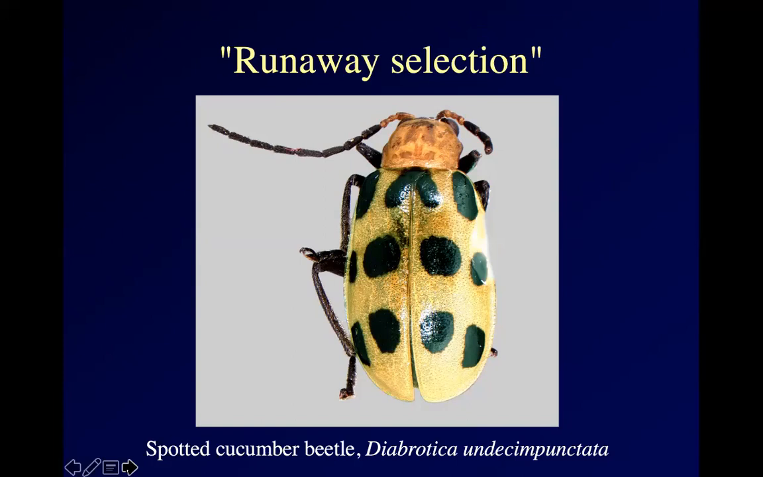Okay, right. The last one, runaway selection, is sexual selection for absolutely no detectable reason. And it was found about 15 odd years ago in the spotted cucumber beetle, Diabrotica undecimpunctata. In this species, before mating, males stroke the females with their antennae.